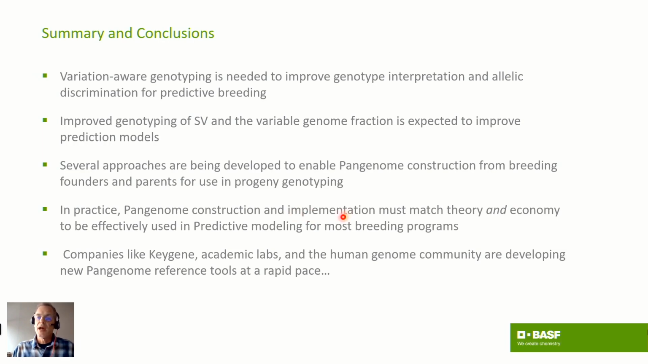Pangenome construction for predictive breeding needs to have a different set of parameters than for gene discovery, for gene editing, for biotechnology, principally because of the cost pressure to make the genotyping very low. Companies like KeyGene, some of the academic labs I mentioned, and the human genome community as well, are very actively developing these tools, so stay tuned. There will be a lot of cool stuff coming out. So with that, I will stop and entertain questions if there are any.